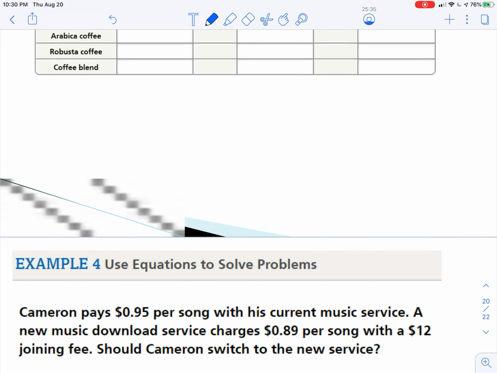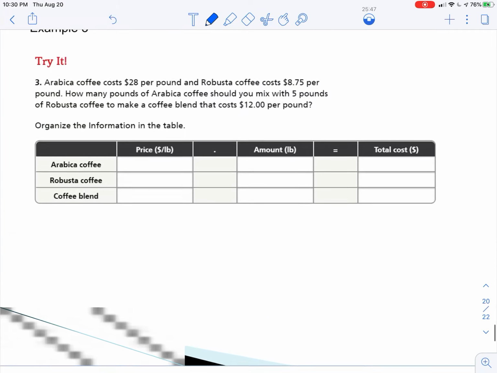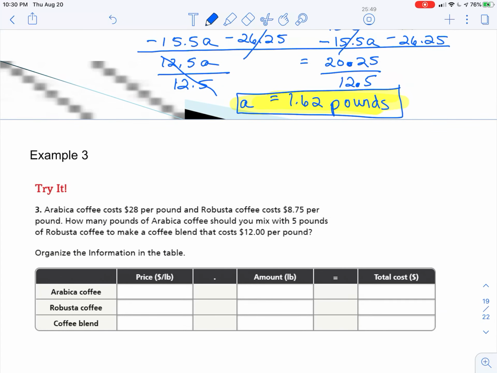Let me look here right quick. Your try it problem is different, and I'm probably going to have to, let me see. Okay, I'm going to change the problem up slightly. How many pounds of Arabica? I am not sure how that happened, but somehow we have the same problem in here twice.